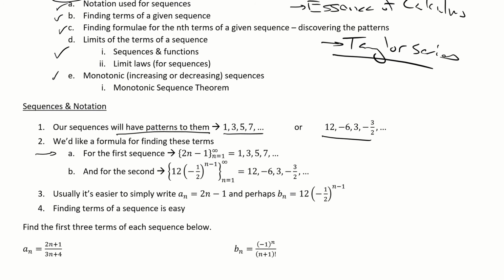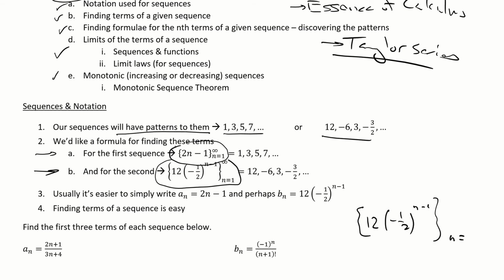In my notes, I actually have done the thinking for us now that I see it. What I'm circling here is a fanciful way of writing out the formula for a sequence. Notice what it says. For example, the second one says, curly brace, 12 times negative 1/2 to the n minus 1. N is 1, 2, and as far as you want to go.